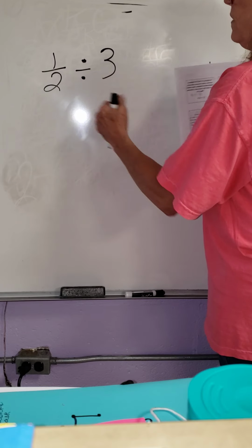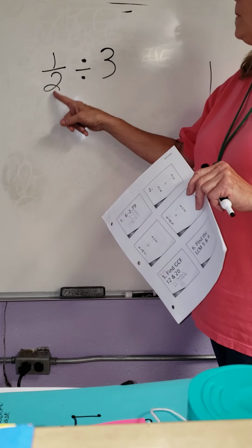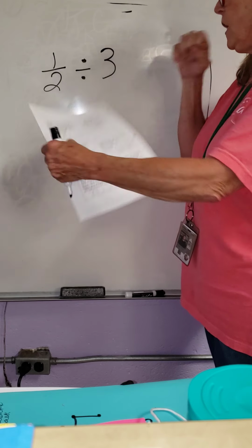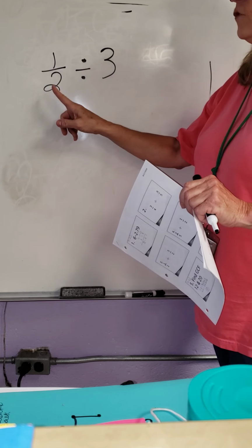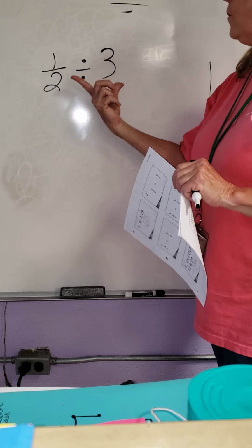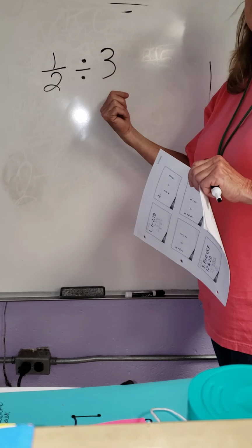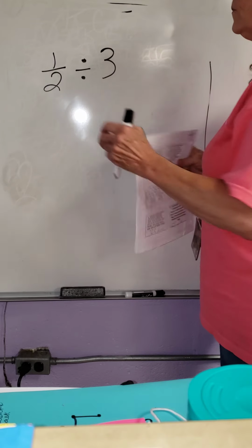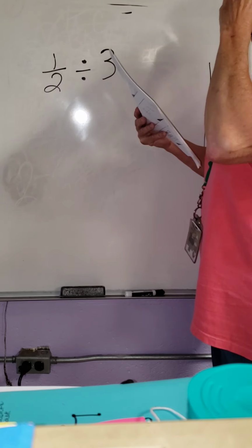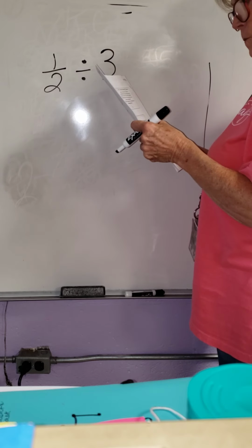So here we're going to divide. I caution you, now the way these are worded, they're okay. On this sheet, make sure whatever number is first is the number you put first. Because if you put the wrong number first, when you keep, change, flip, you're going to be flipping the wrong number. So this one will be 1/2 divided by 3. Go ahead and look at number 2.